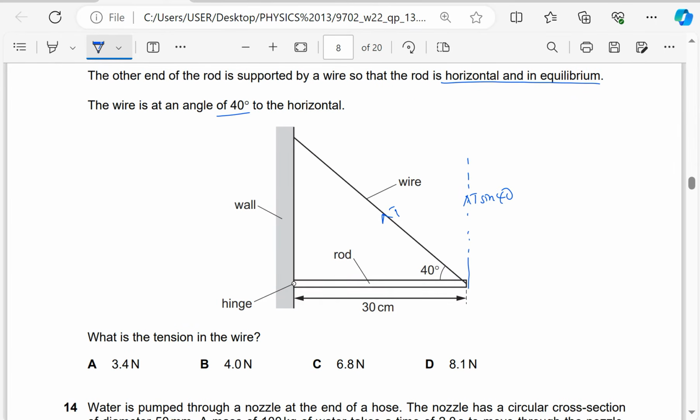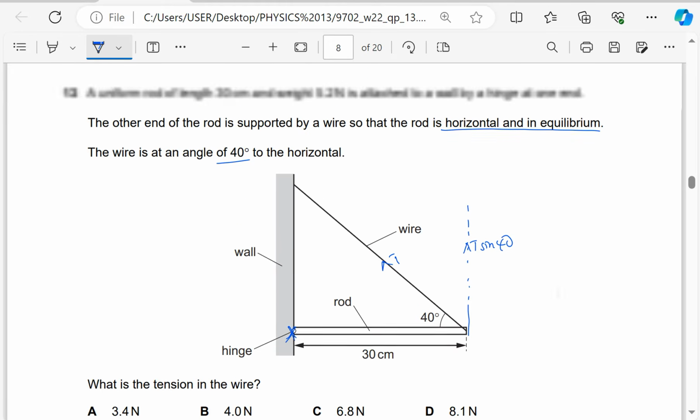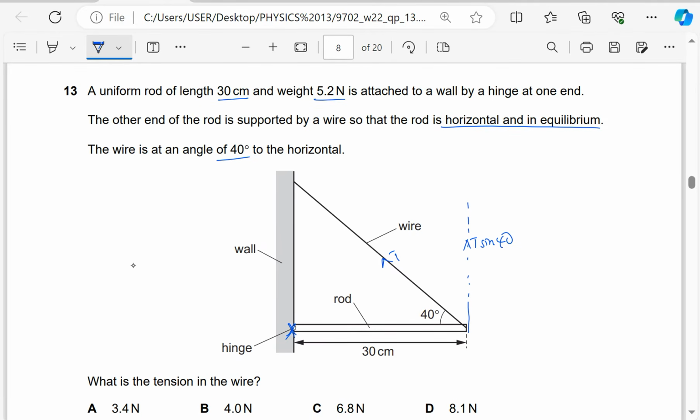So what is the tension in the wire? So I am going to take moments about the hinge. It is a uniform rod, so its weight of 5.2 newtons acts at the midpoint. So this is going to be 15 centimeters. So I will say the tension T sine of 40, that is the force, times the perpendicular distance from the point where I'm taking moments, which is 30 centimeters, should be equal to 5.2 newtons times the perpendicular distance, which is 15 centimeters.